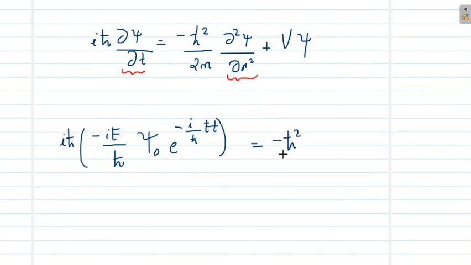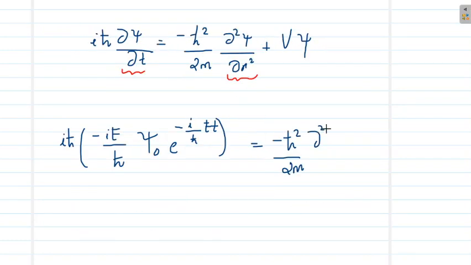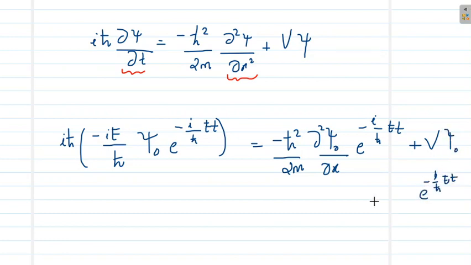minus ħ²/2m into ∂²ψ/∂x², which is ∂²ψ0/∂x², into e raised to minus iEt/ħ, plus V into ψ, which is ψ0 into e raised to minus iEt/ħ. So this is the equation.